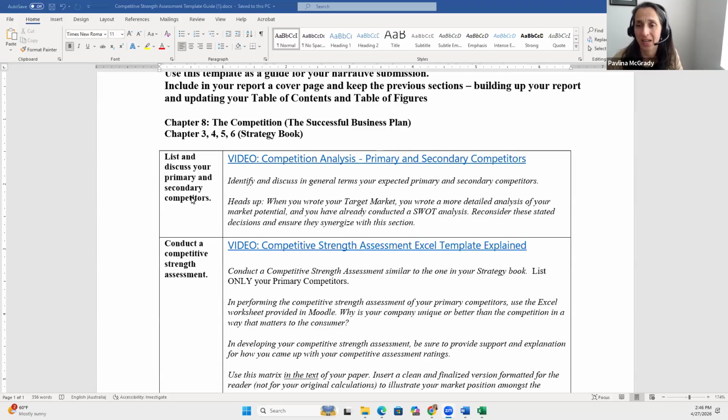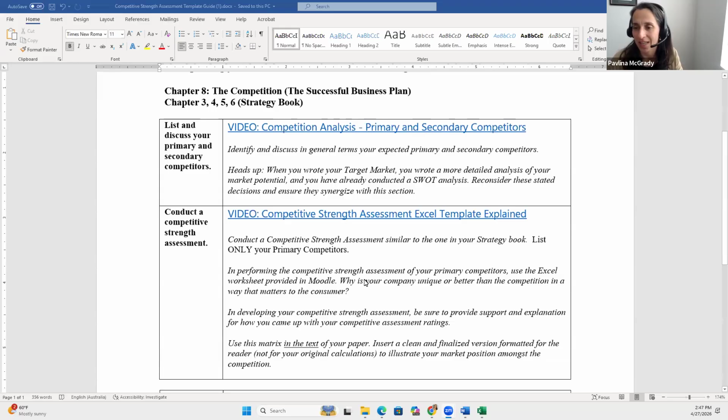So first you discuss your primary and secondary competitors. You have to identify, I would say, probably 3 to 5 primary competitors, and about as many, 3 to 5, secondary competitors. And then you assess them based on the competitive strength assessment.